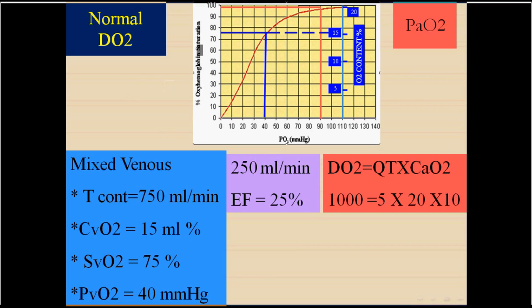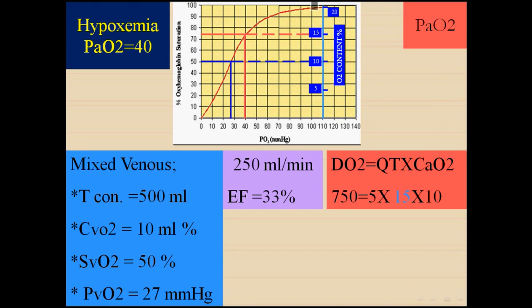Again, this is repetition. Mixed venous blood: this is normal oxygen delivery, normal saturation, normal extraction, and so the mixed venous blood would be about 75 and 40. Hypoxia, as I have mentioned before: the oxygen delivery is low, and this is a normal extraction fraction, so the content of the venous blood would be low. Instead of 15, now it is 10. So the mixed venous saturation is 50, and the partial pressure is 27. So this should be considered.